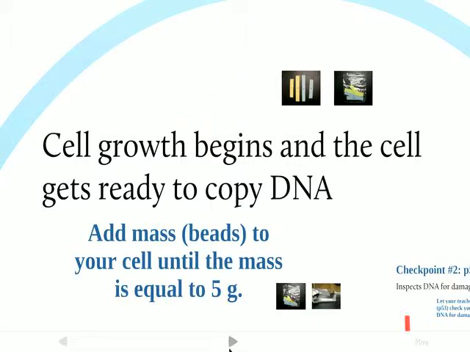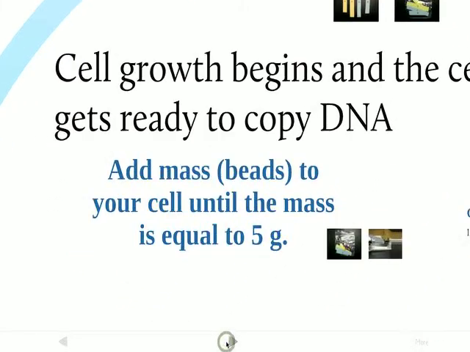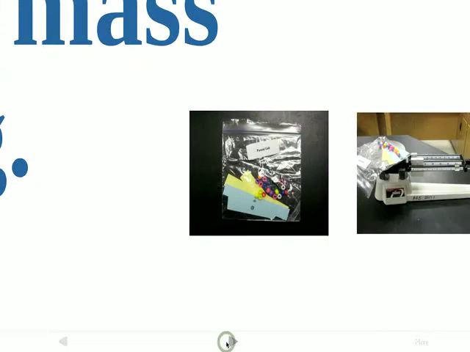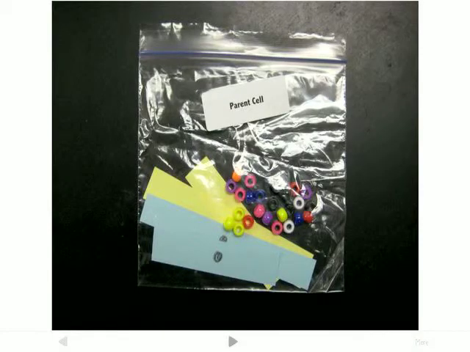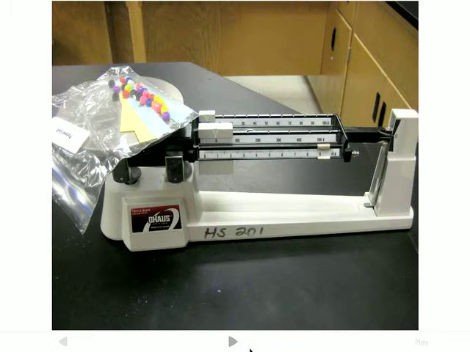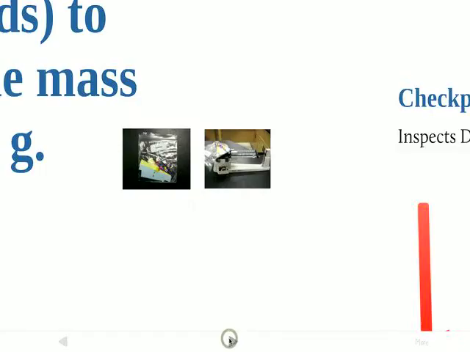In class we did an activity where we had pieces of paper to represent chromosomes. We put those pieces of paper into a bag, and that represented our cell. To represent the cell growing, we added some beads to the bag until it reached 5 grams. So our parent cell that's completed its cell growth weighs, well, in the picture more than 5 grams, but in class we made them weigh 5 grams.